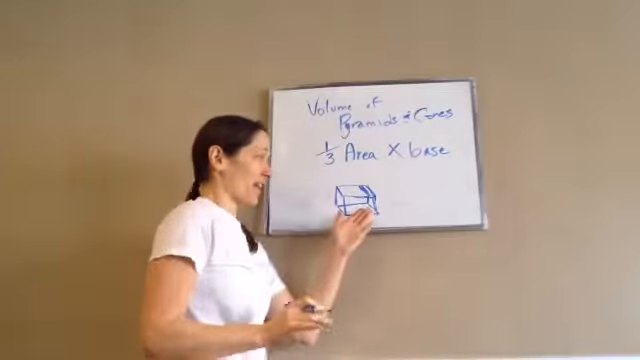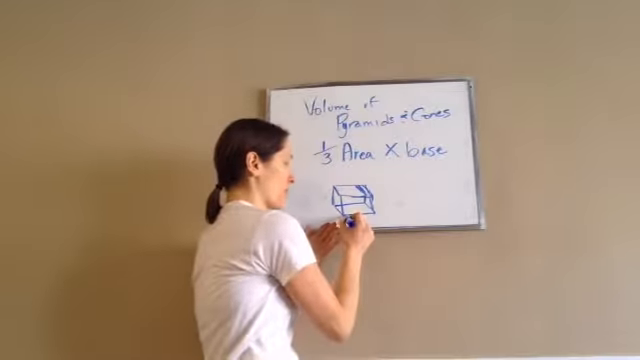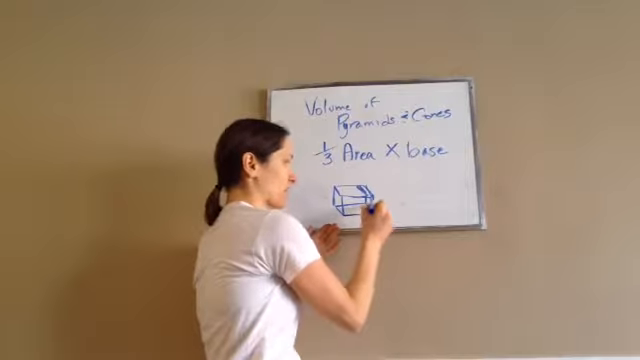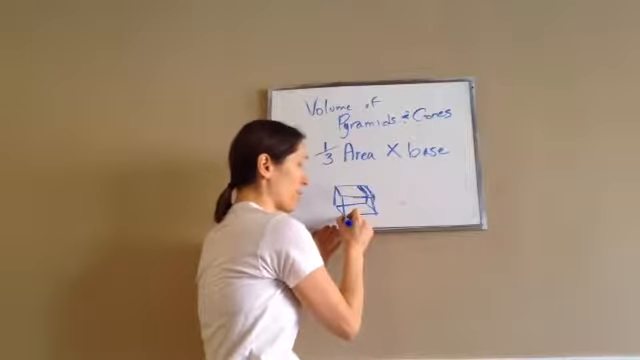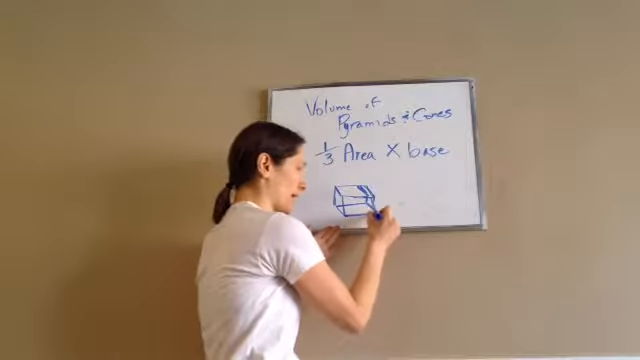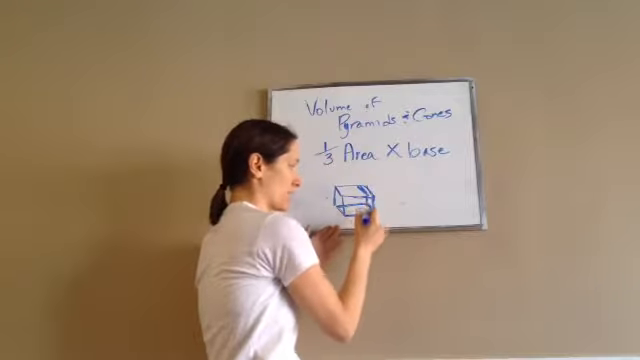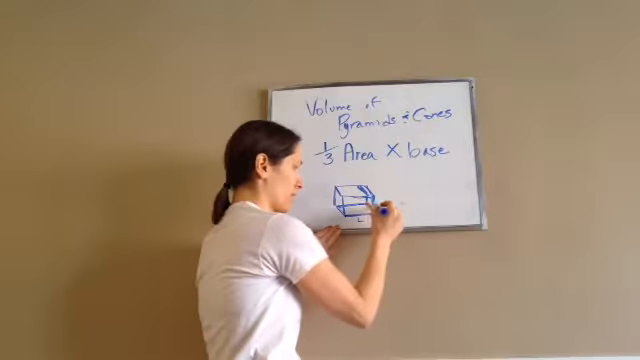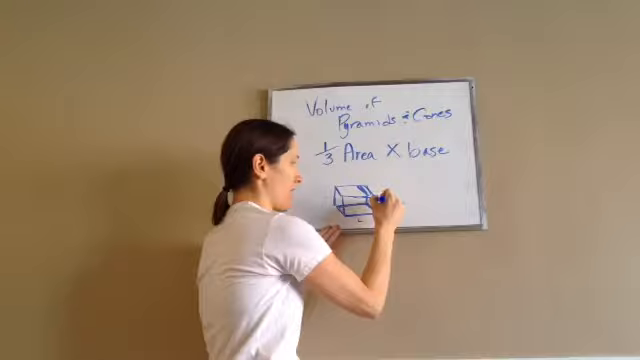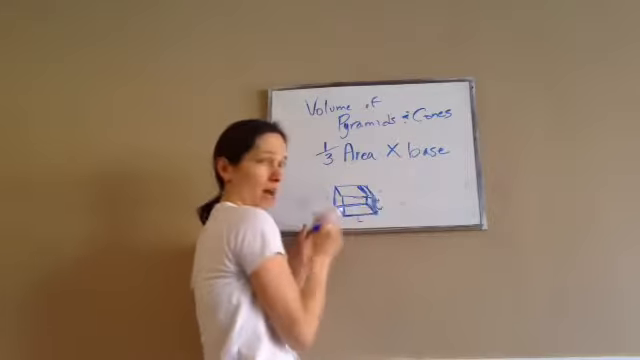Beautiful. Okay, if we were going to find the volume of this, I would do the base times width times height, where the area of the base is length times width. That's the area of the base, and then times the height. So length, width, and then this is the height. So I would find the area of the base, and then times it by the height.